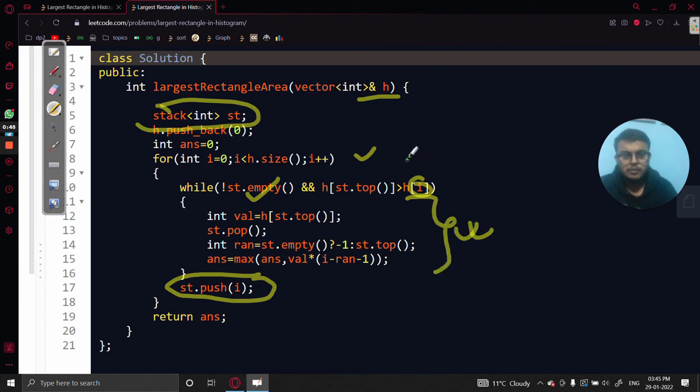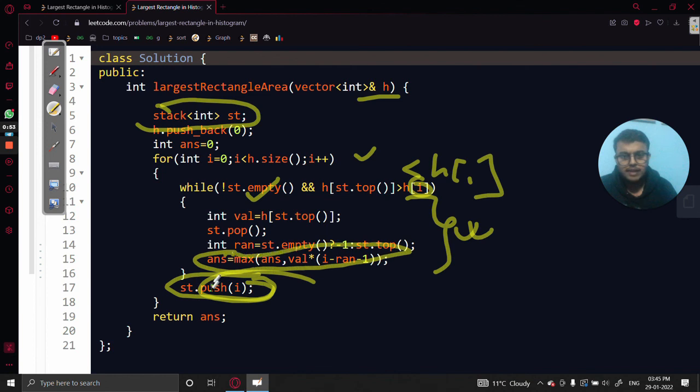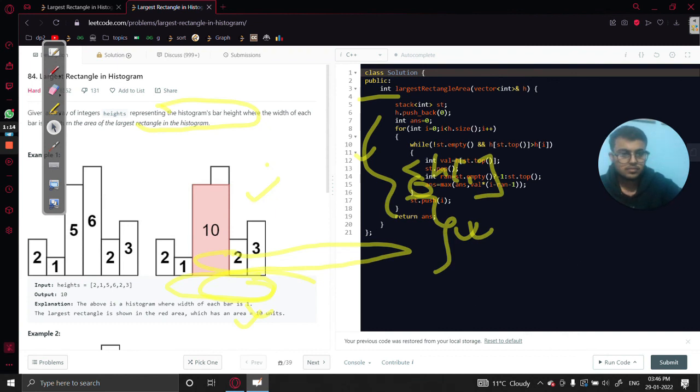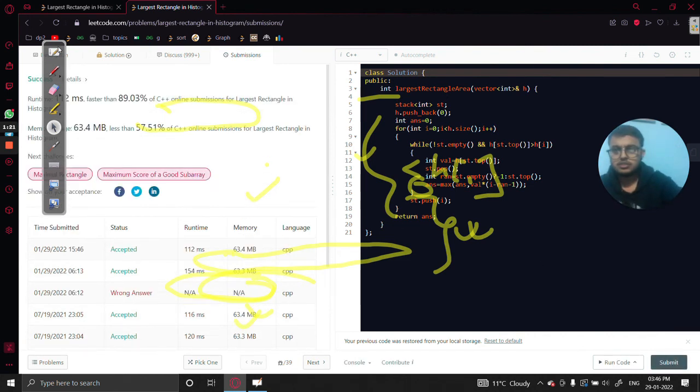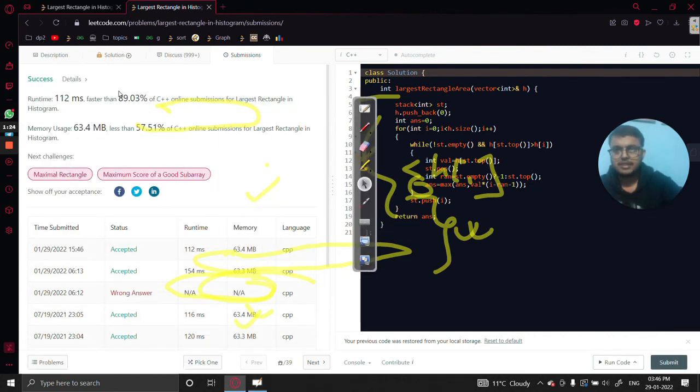And suppose if my top value is less than h of I, I will just insert it, and the maximum value is getting stored in my answer, which will be printed. So this is the entire code. Let me just run it once. As you can see, it got submitted and accepted with 89%.